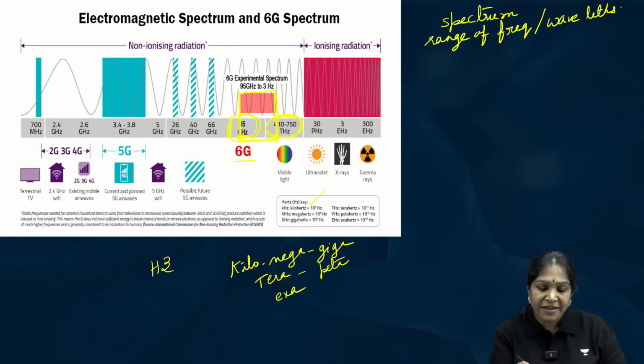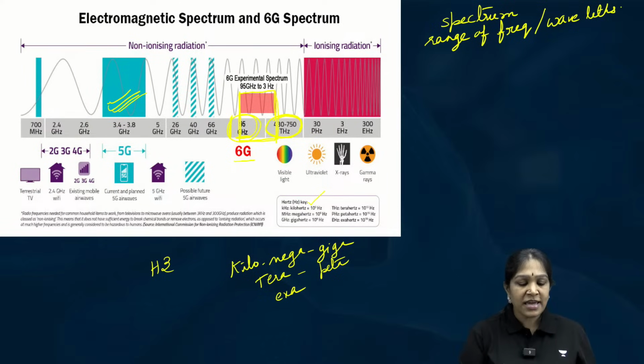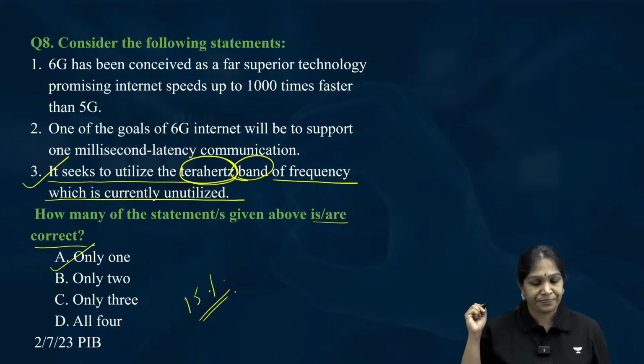For example, check 5G. Look at 5G. Let me check your observation skills. 5G is using around 3.4 to 3.8 gigahertz, not at terahertz. So that is the reason why this statement is correct.